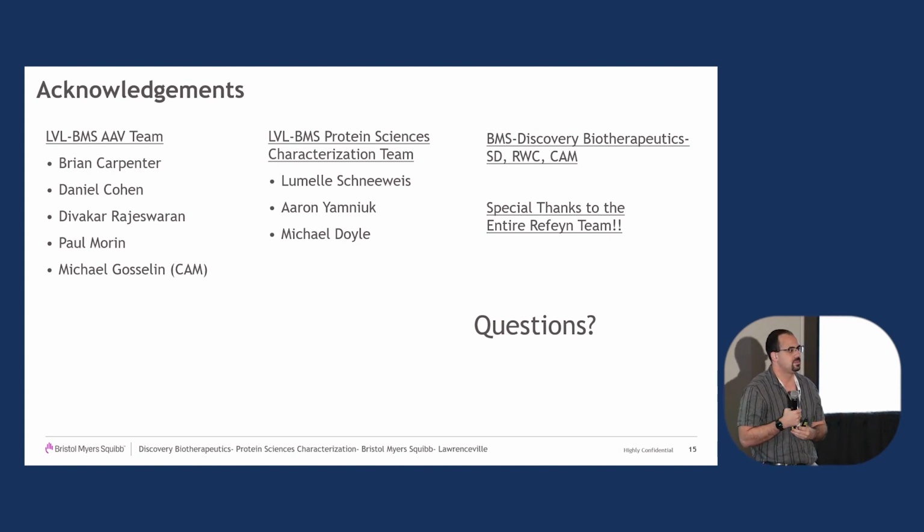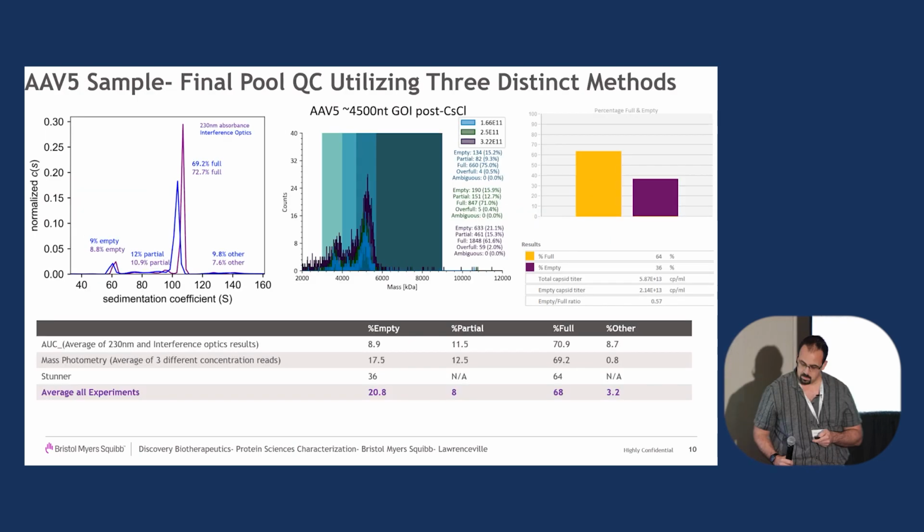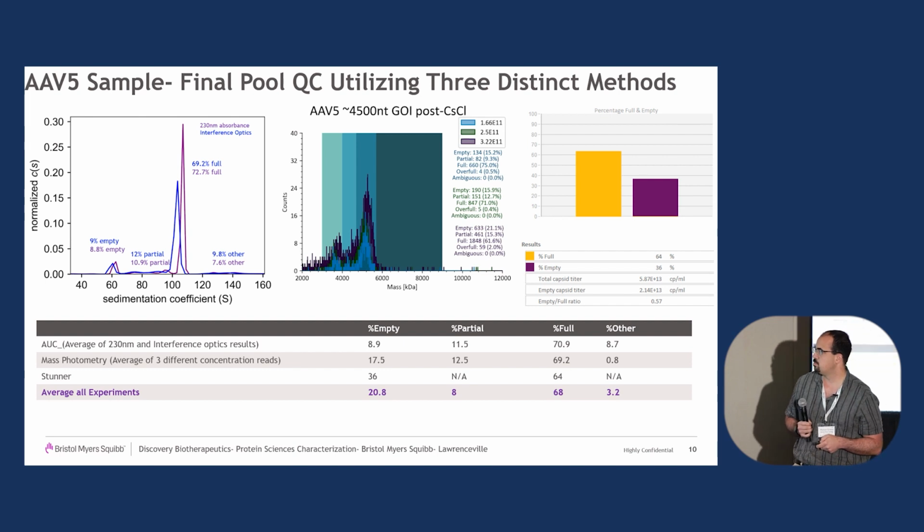Yeah? In your first set of AUC data, you showed by AUC you had about 9% other, but using the 2MP you had none. Do you have any speculation about why there's a difference? That's a good question.